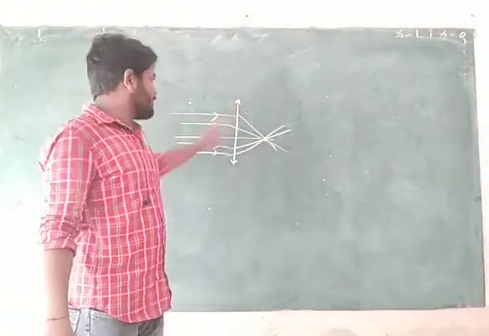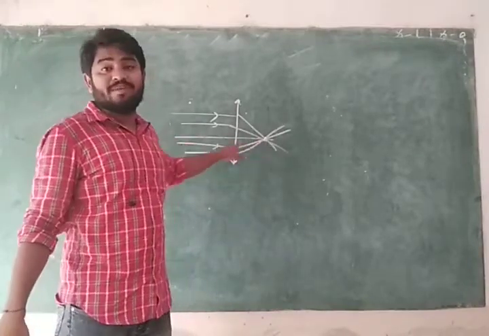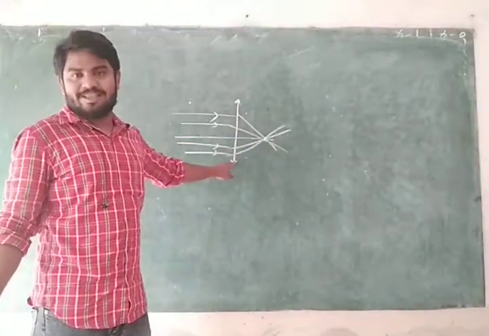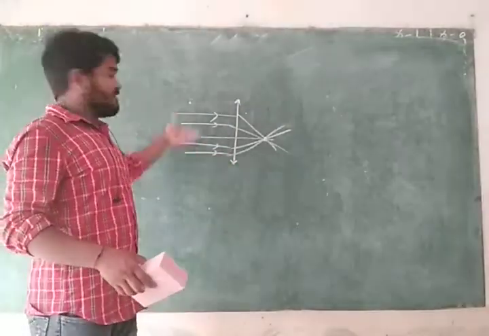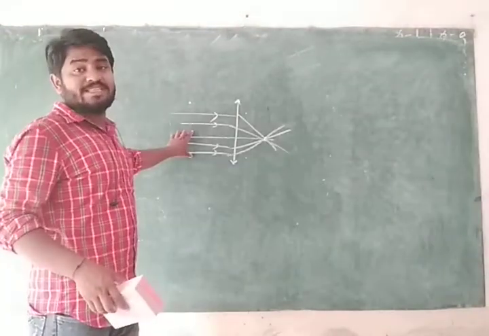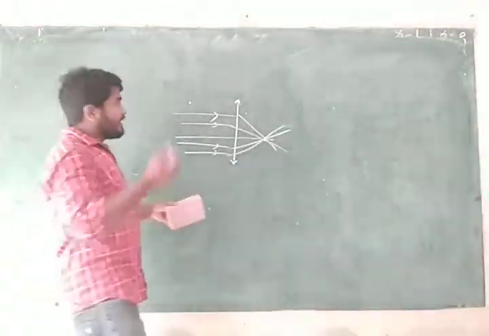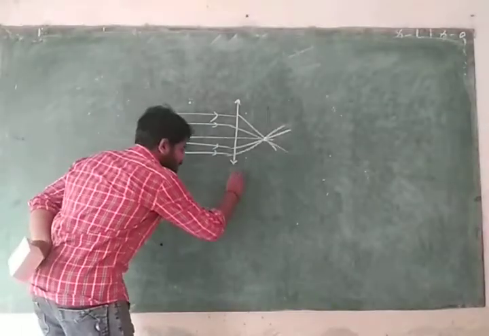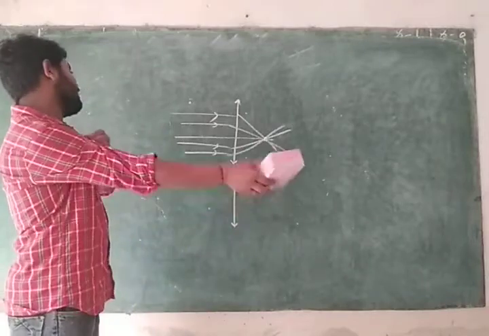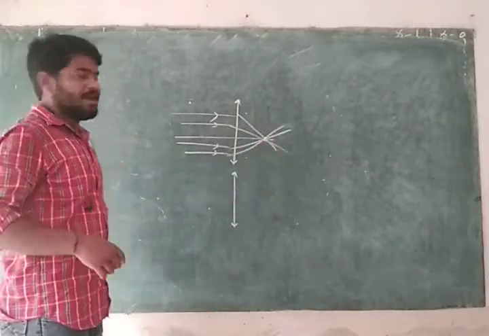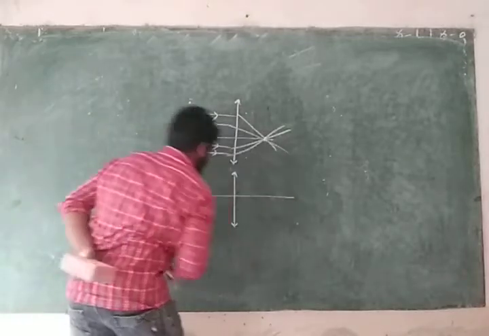At the same time, when a parallel beam of light is converging at a point, we can name it a converging lens. Okay. So this is the case where the parallel beam of light is parallel to the principal axis. Now, the second case, if you observe, this is the biconvex lens, right? Biconvex lens, and it is a principal axis.